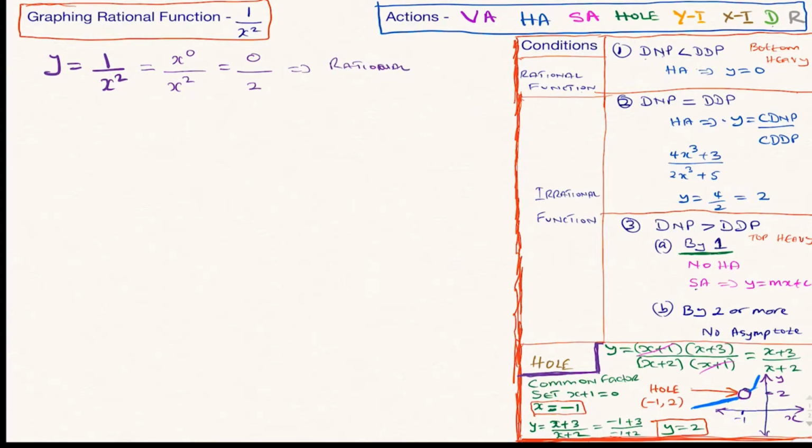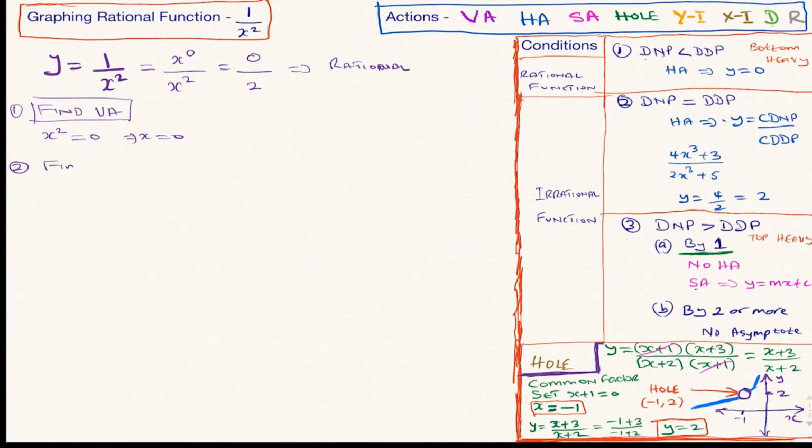Because it's rational, the condition on the top right also applies, so you can check that. The first thing we need to do is find the vertical asymptote. What you do is set the denominator, which is x squared, equal to 0. That implies x is equal to 0. x equals 0 is the imaginary vertical line of asymptote.